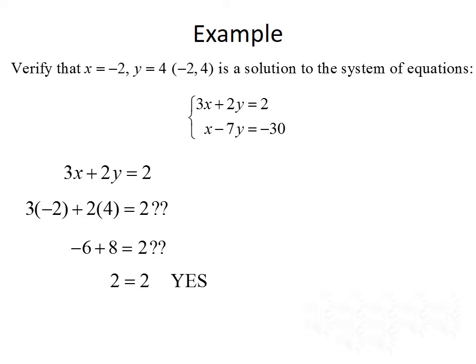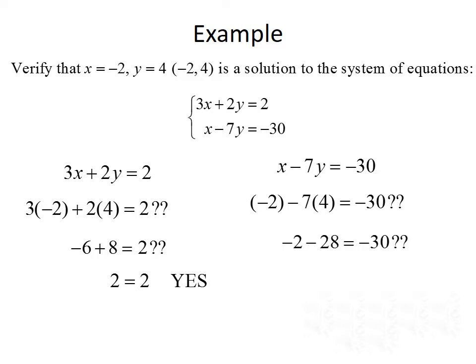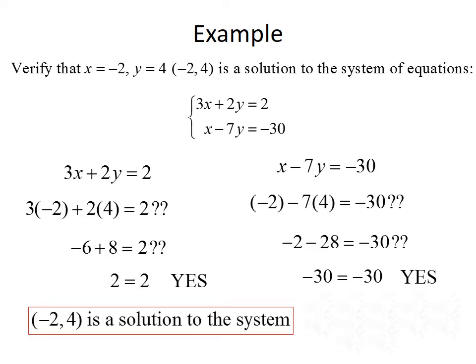But to determine if it's a solution for the system, we have to check both equations. So we also need to examine x minus 7y equals negative 30. We plug in negative 2 for x, and we plug in 4 for y, giving us negative 2 minus 7 times 4 equals negative 30. If we simplify the multiplication, we'll get negative 2 minus 28 equals negative 30. And negative 2 minus 28 gives us negative 30, so we have negative 30 equals negative 30. This is also true. So the point (negative 2, 4) is a solution to the system of equations.